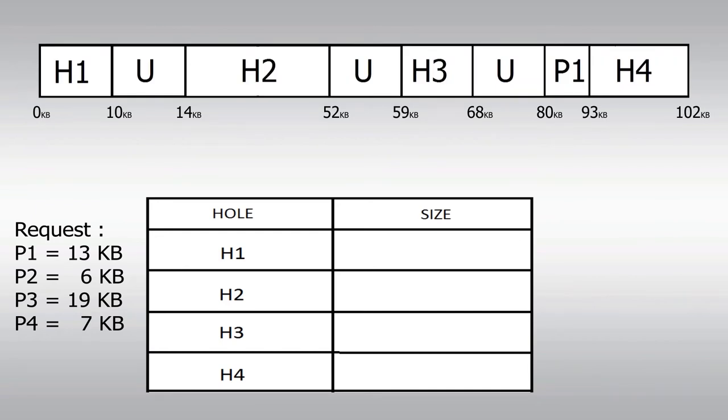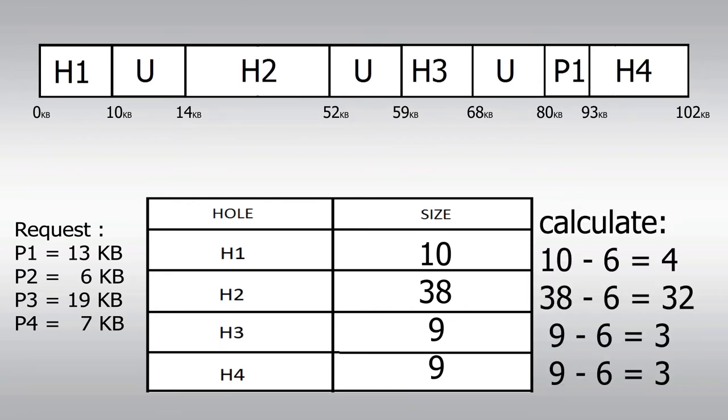Now, in the Gantt chart, we include P1 in the scale between 80 kb to 93 kb. Then, we should update the table. Previously, H4's space is 22 kb, but now after deducting P1's size, its space is updated to 9 kb. Now, we are going to check for P2. P2 needs 6 kb. H1 has 10 kb. Therefore, we subtract 10 minus 6, which equals 4 kb.